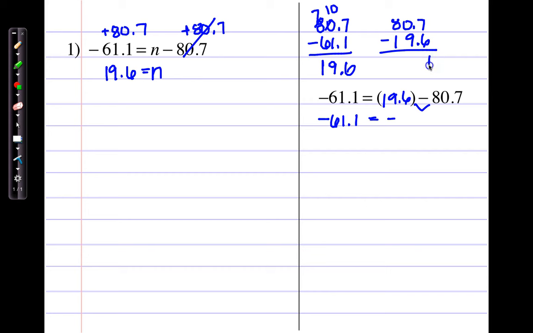Here, 7 minus 6 is 1. I need to borrow. 10 minus 9 is 1. 7 minus 1 is 6. So I'm left with negative 61 and 1/10. So here, I've clearly checked my work, and I am confident to say that my answer is 19 and 6/10 equals n.